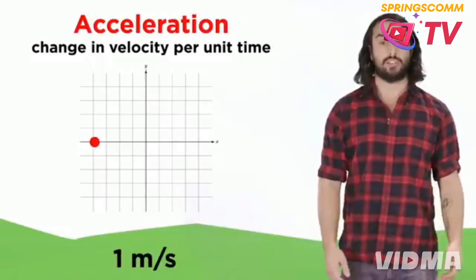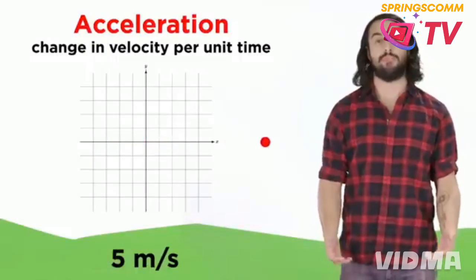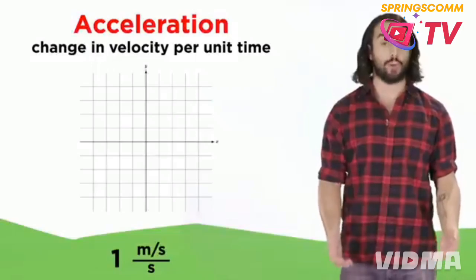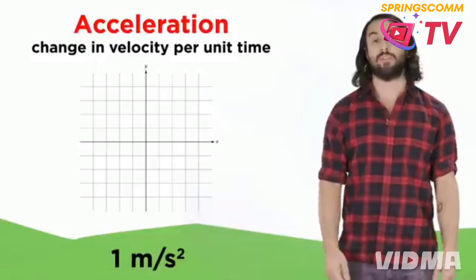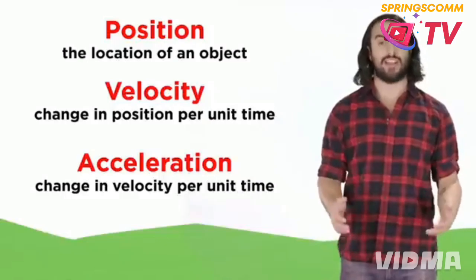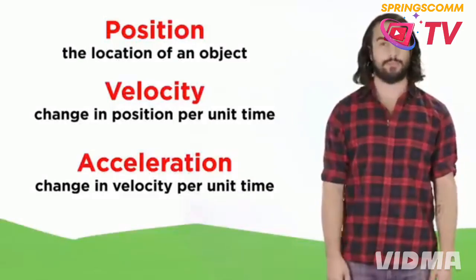So if this object starts at a standstill and over 5 seconds gradually speeds up to 5 meters per second, then it is accelerating at 1 meter per second squared. So that's how we define position, velocity, and acceleration. Now let's discuss each of these in more depth.